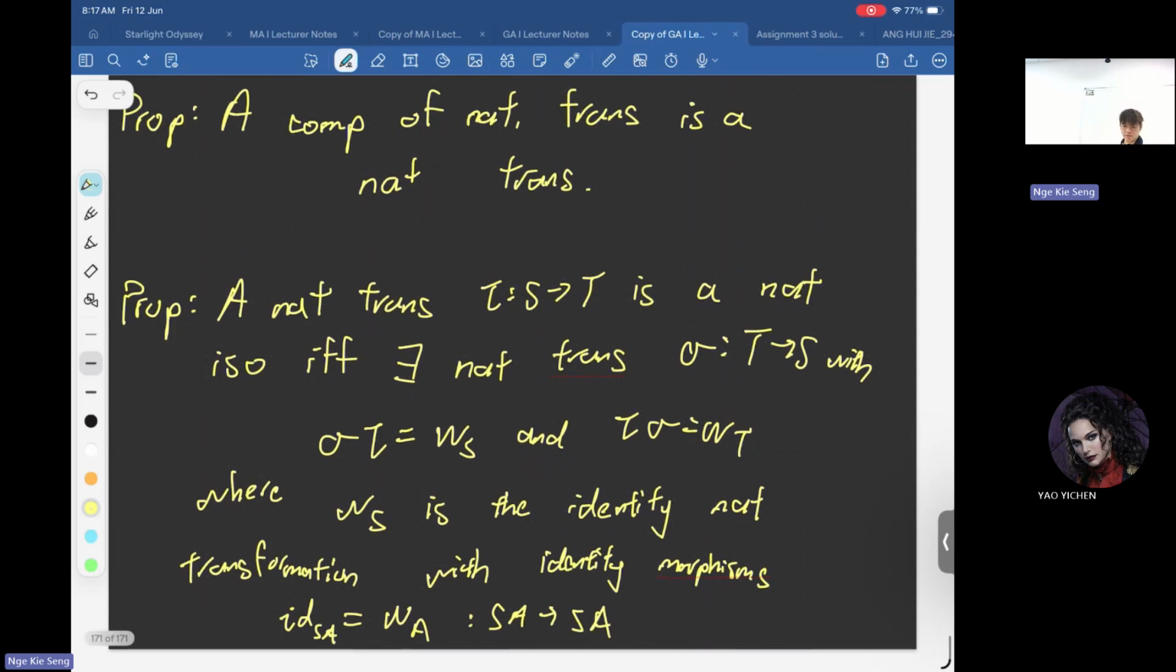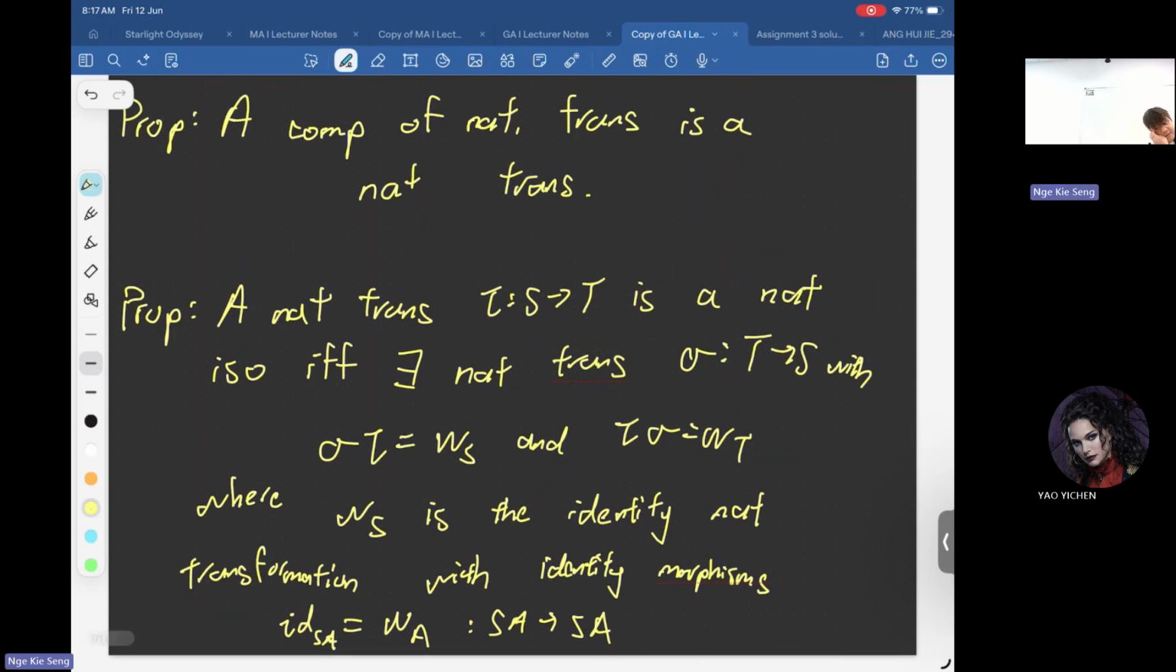So what do we have to do here? If we have a natural isomorphism, that means if you apply it to all the objects, each tau C is an isomorphism, so you can invert. But here it says that it's equivalent to the existence of another natural transformation such that the composition gives you the identity natural transformation. So what's the identity natural transformation here? It is the identity morphism when you apply it to every object.